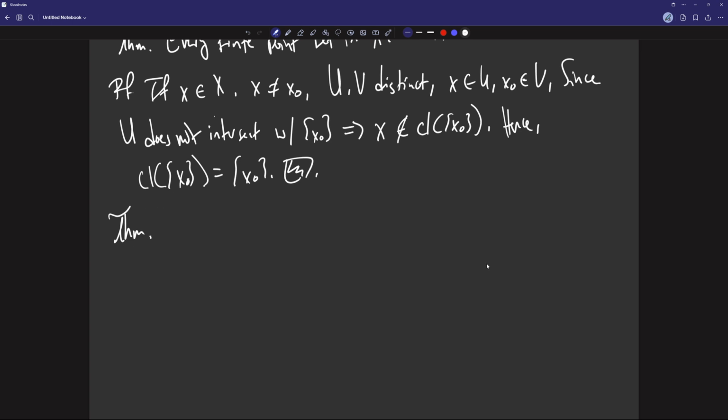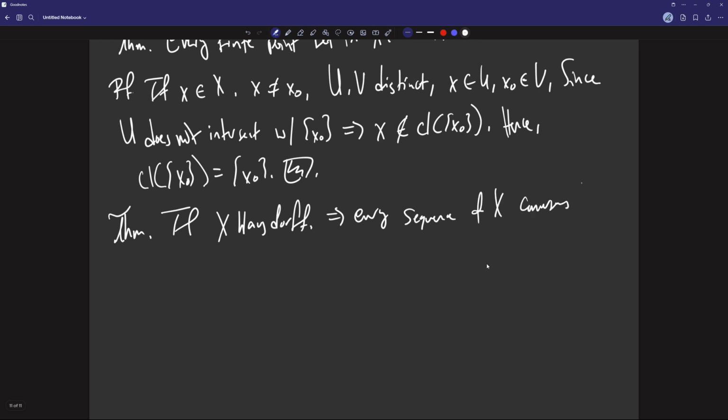And we could actually go into a second theorem. So if X Hausdorff, then every sequence of X converges to at most one point in X.